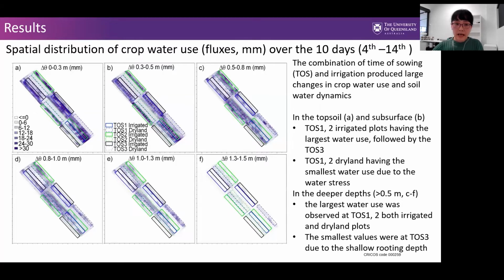And at a deeper depth, below 0.8 meters, the smallest crop water use was observed at the TOS3 treatments. And it's because of the shallow rooting depths. And interestingly, the TOS1 and TOS2 dryland treatments had an equivalent or even larger crop water use than the corresponding TOS1 and TOS2 irrigated treatments, which indicates that the crop roots at dryland treatment at around flowering are more active with depth.